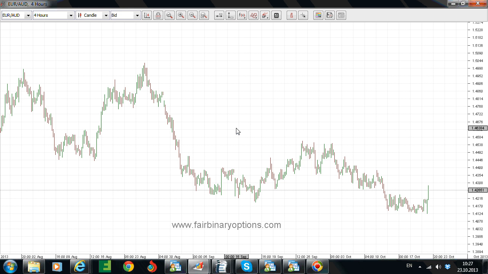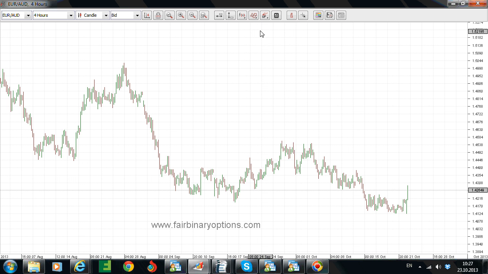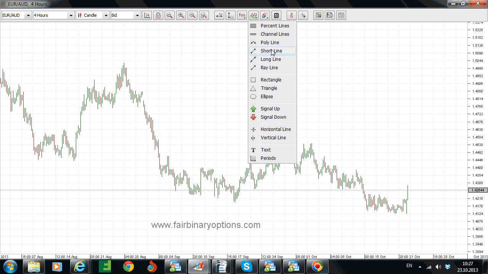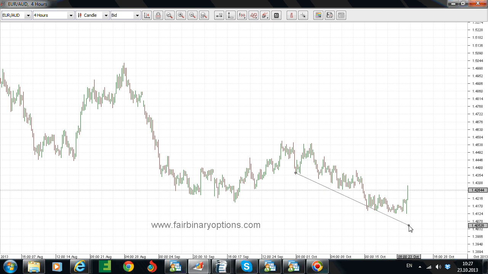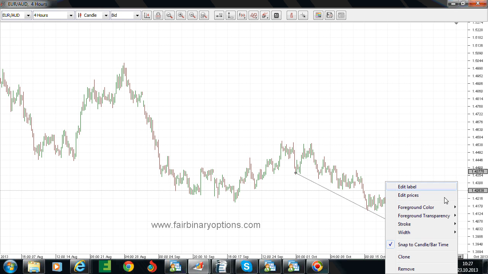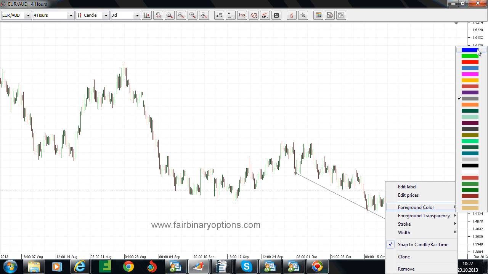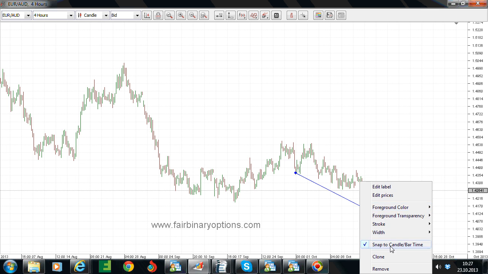fairbinaryoptions.com. As you can see on your screen, we are looking at the Euro and Australian dollar 4-hour chart. The reason why we are looking at it is this move here seems to finally be completed. I'm talking about the move to the downside, this one here, which, if you are familiar with Elliott waves counts or what Elliott means, this move looks to be corrective.